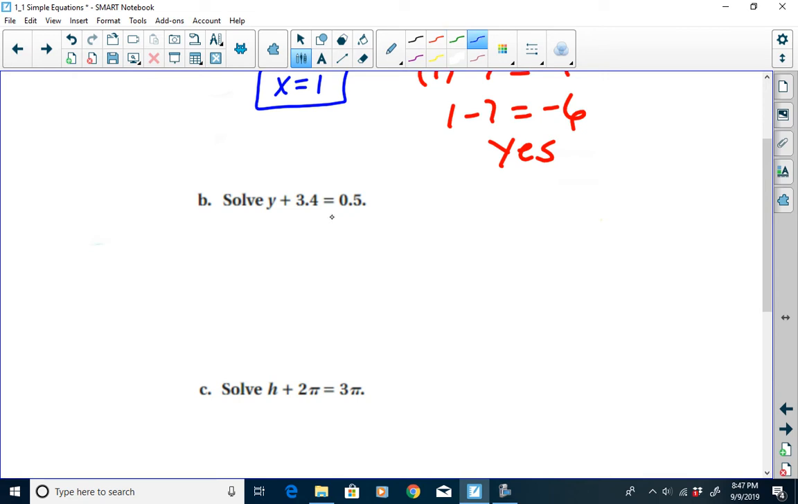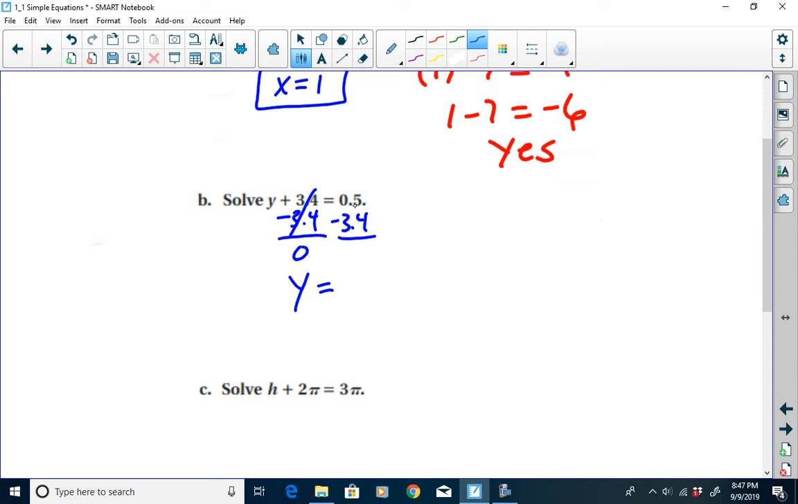Okay, our second example, we have some number when we add 3 4/10 is equal to 5/10. I see addition, and the inverse operation then would be to subtract. So I'm going to subtract 3 4/10 from both sides of this equation. On the left side of the equation, because these are opposites, that's going to be 0. So we're left with y is equal to whatever 5/10 take away 3 4/10 is.